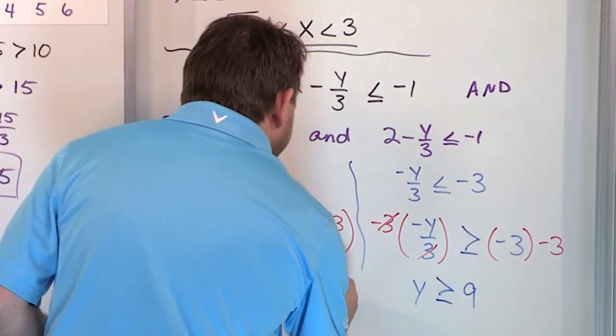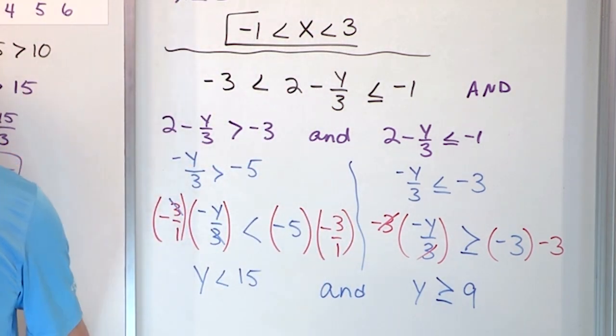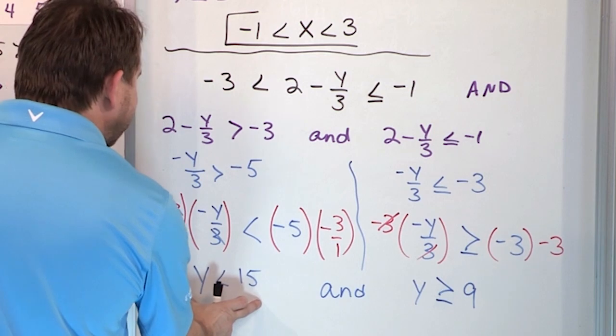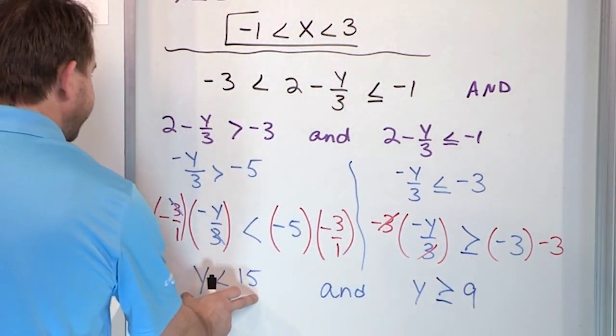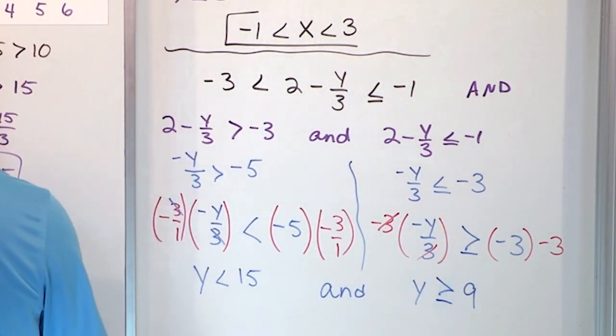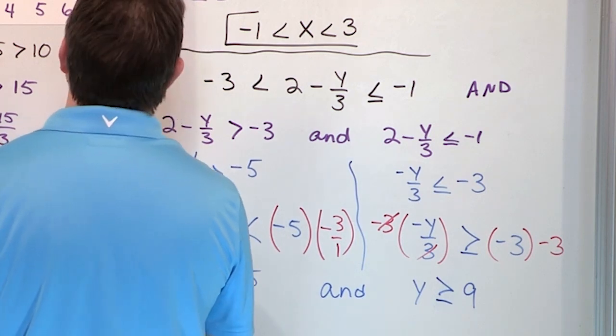So then you have this, don't forget, joined by an and. So then you see, is it possible, okay? Can y be less than 15 at the same time that it's greater than 9? Less than 15, greater than 9. Is that possible? And the answer is yes, it is possible. So let's go and first look at the less than 15 part.